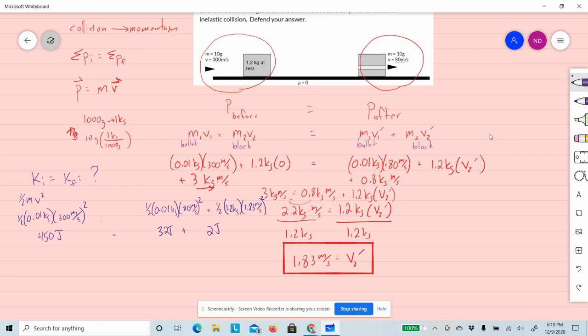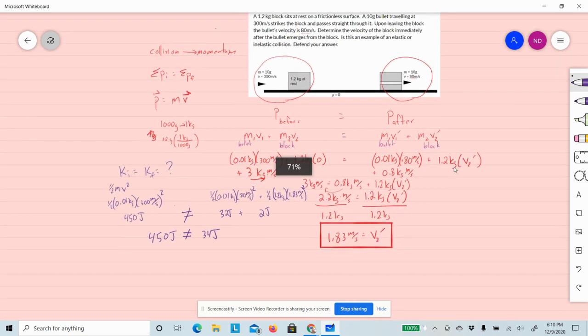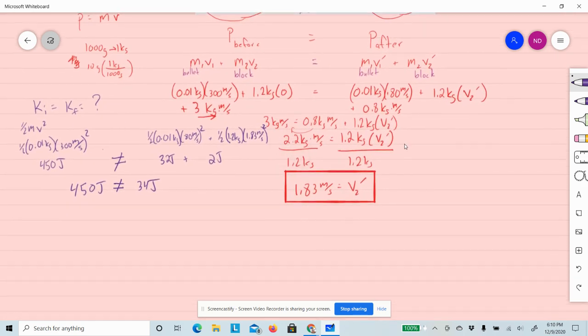And they do not equate. 450 joules is not equal to 34 joules, not even close. This is not at all an elastic collision. This is very much an inelastic collision. Why? Because kinetic energy is not conserved.